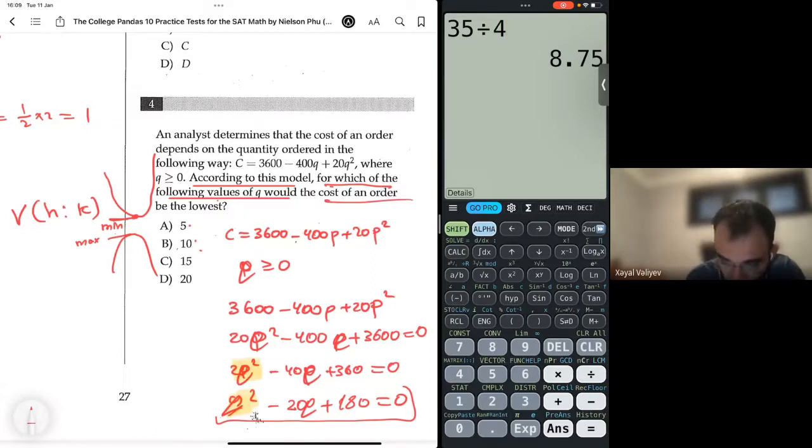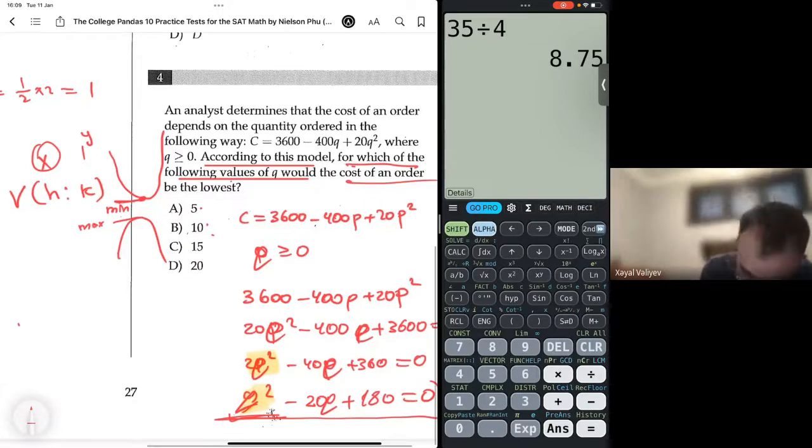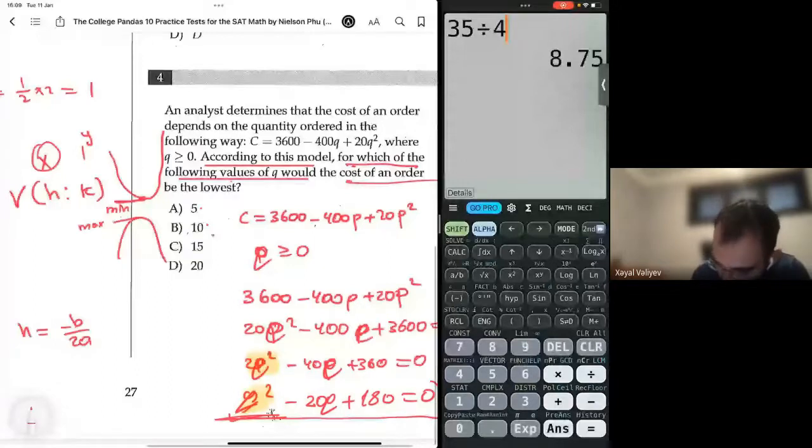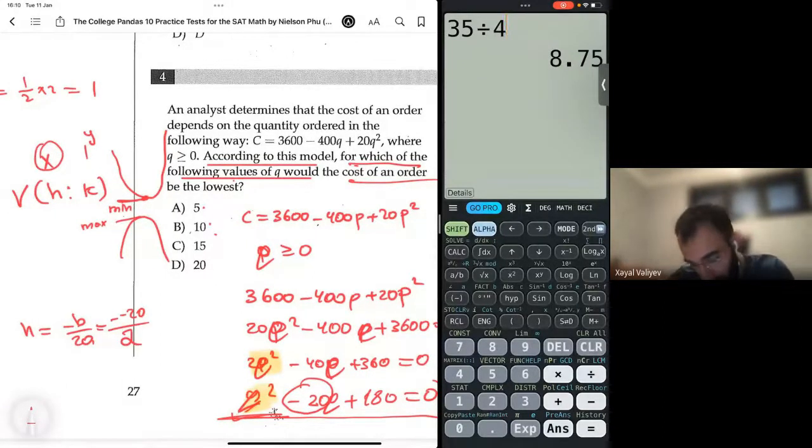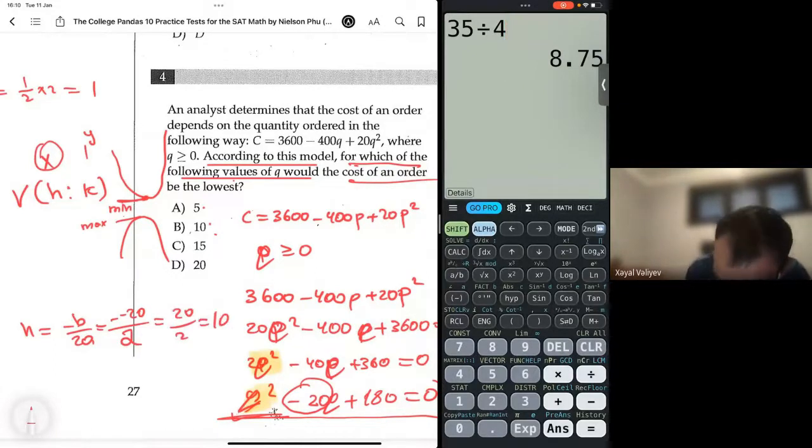What I need to find is this value. This is x, this is y. The q value stands for x. Basically, h equals negative b over 2a. What is b? It's this part, negative 20 over 2a, where a is 1. That means 20 over 2, which is 10. At 10, it is going to get its minimum value.